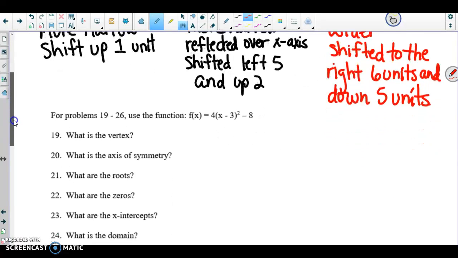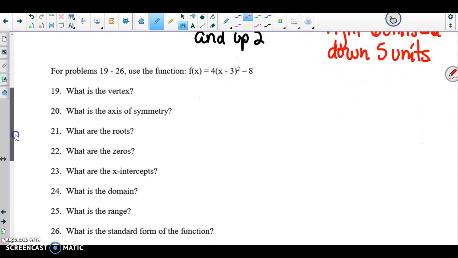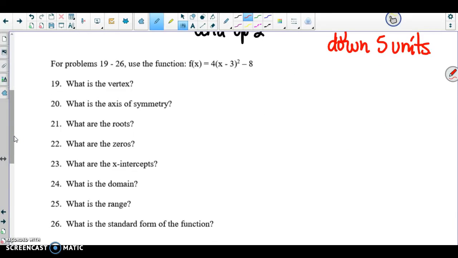All right, for problems 19 through 26, use the function f of x equals 4 times the quantity x minus 3 quantity squared minus 8. So there's all sorts of questions here. These are the same questions we saw on the very first part. So what is the vertex? I should actually be able to look at that and tell that the vertex is my h and k here.